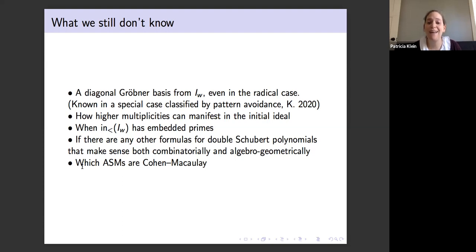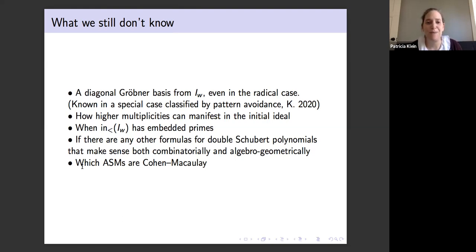When they are, we also don't know anything about the usual questions that we ask about Cohen Macaulay varieties. So we don't know anything about the resolutions, about the regularity. So a bunch of other homological algebra questions are still open.